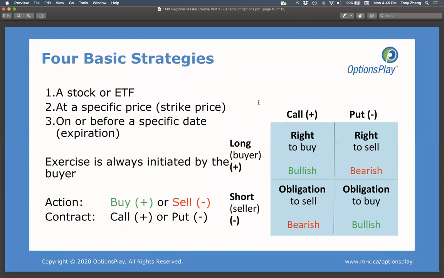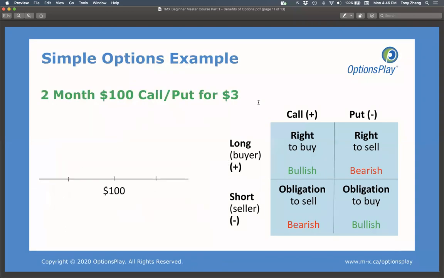So, we have still about 15 minutes, and what I want to do is go through some examples and show you why someone might want to buy a call option, why someone might buy a put option. So the example I'm going to use here is, let's say I have stock XYZ, and stock XYZ is currently trading at $100.